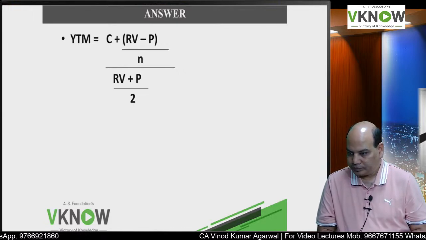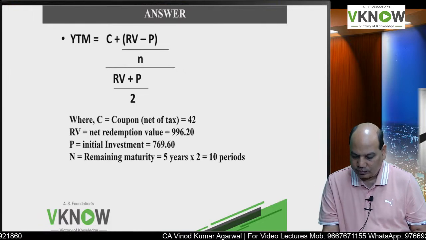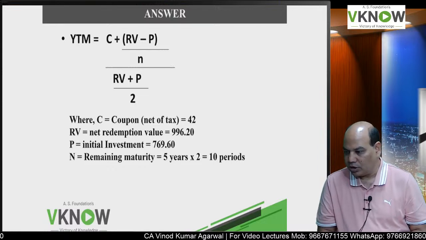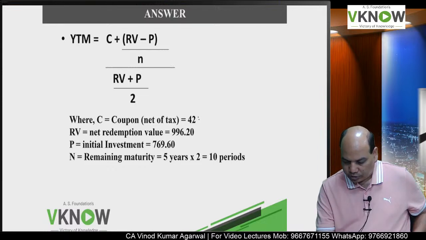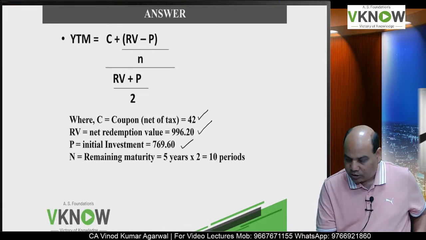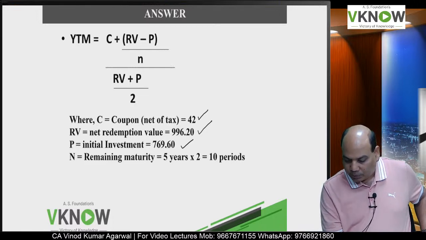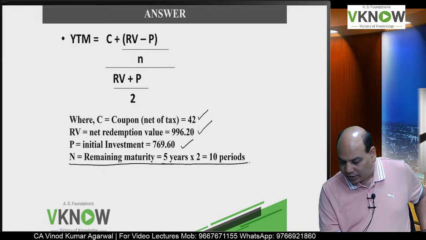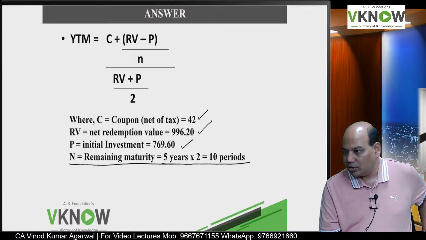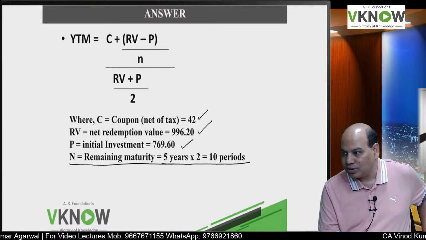Coupon with tax effect I have already calculated, 42. Redemption value we have already calculated, 996.20. Initial investment I have already calculated, 769.60. Number of periods will be 10. N is remaining maturity, 5 into 2, 10 periods. 5 years we have to take. Remaining maturity we have to take. Original maturity we don't have to take.